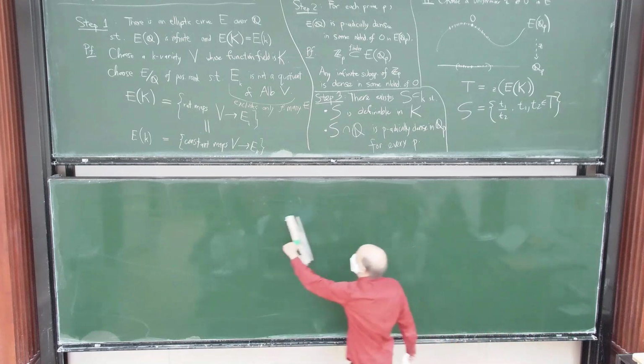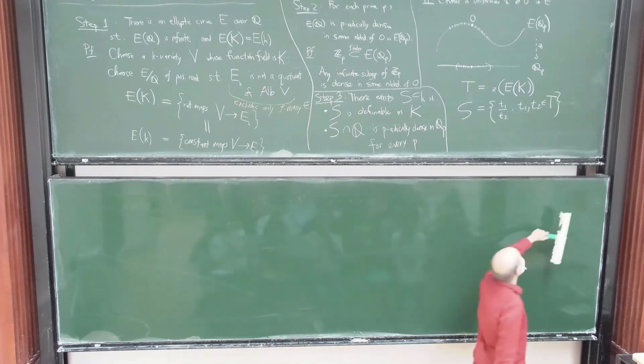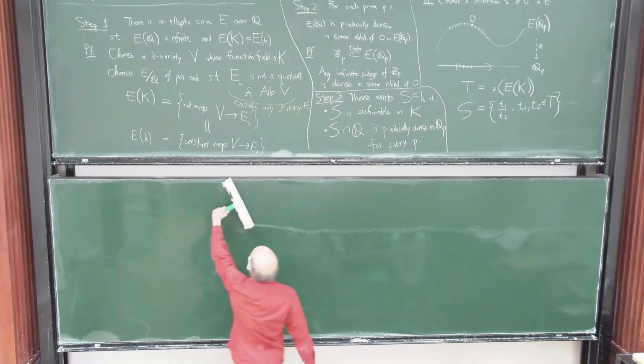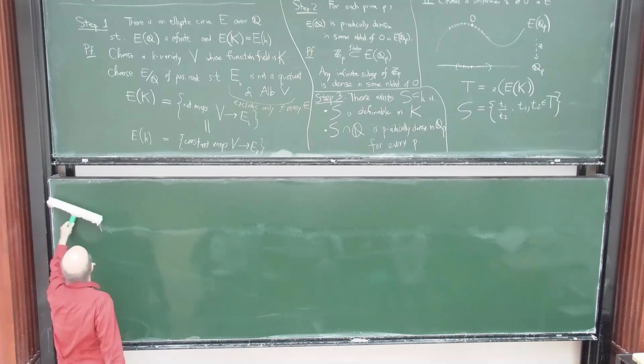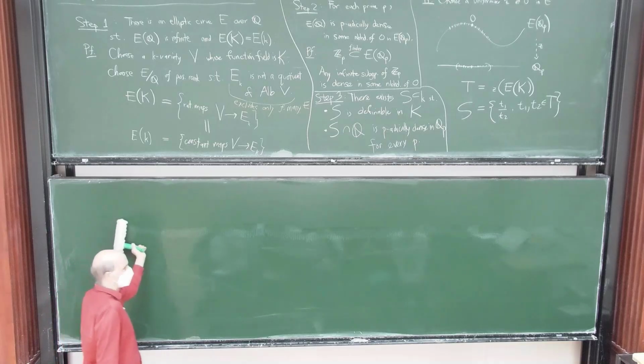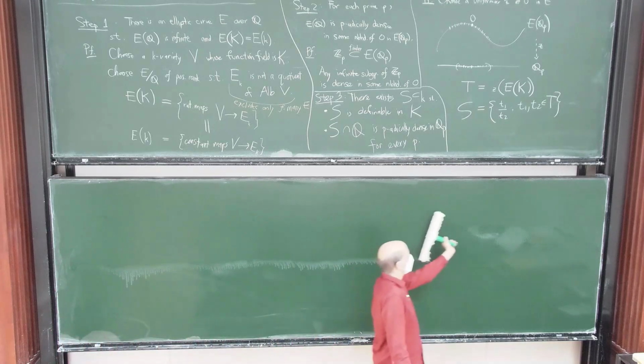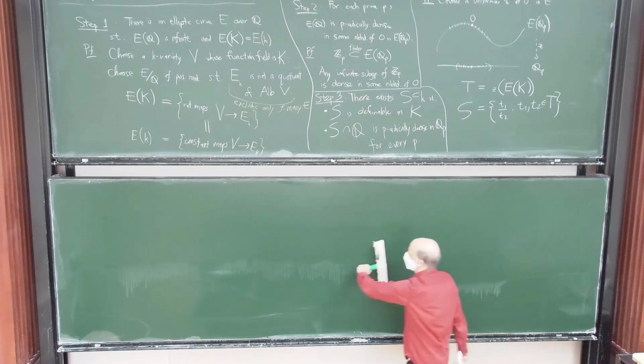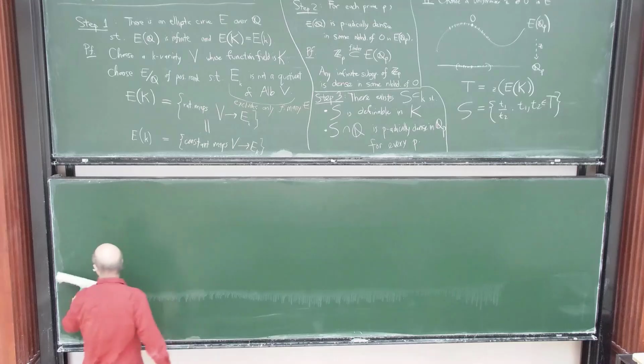And it works for all P. The uniformizer is defined independently of P. So you can have it defined over Q.